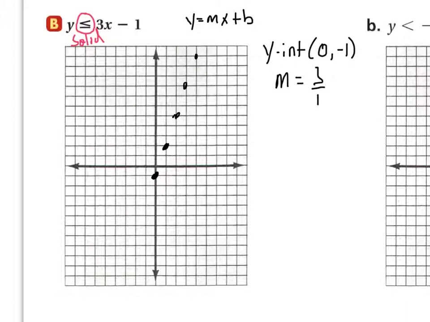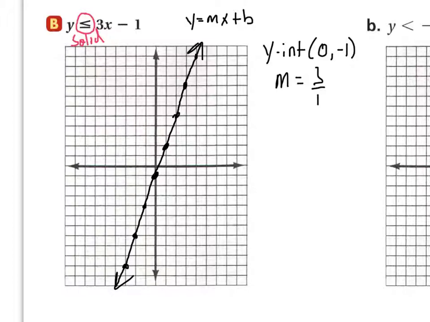You also want to graph the other side, so down 3, left 1. Make sure you graph your points all the way across the coordinate plane. And we are going to graph this with a solid line. Okay, so we have our boundary.